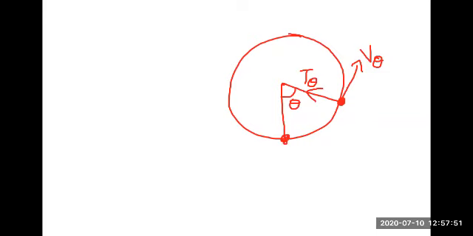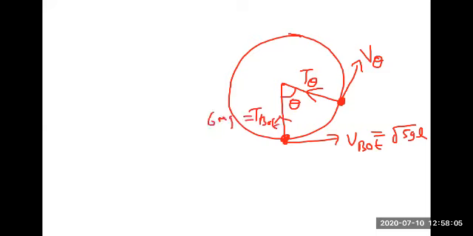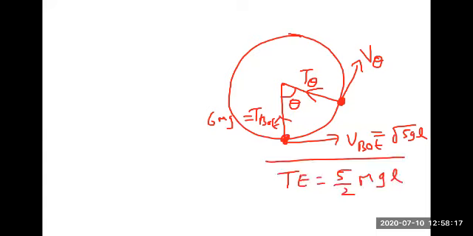Now velocity at bottom value we know. What is the velocity at bottom? I can write it as root 5 gL. I know that value. And tension at bottom also I know. Tension at bottom we already derived, that is 6 mg. And total energy at any point also I know. What is total energy at any point? Total energy at any point is 5 by 2 mgL. This is total energy at any point.